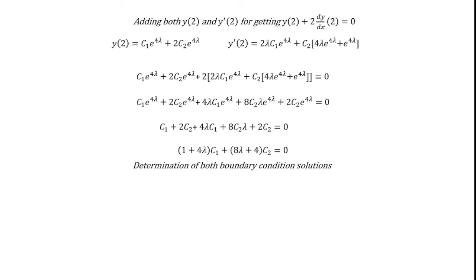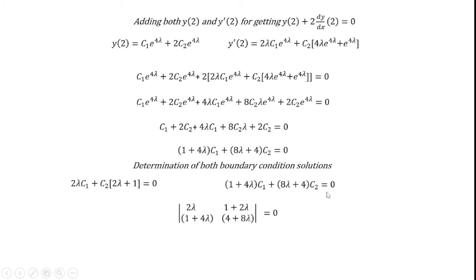How can we identify the c1 c2 values? For that reason, I may utilize the determinant of both boundary condition solutions. So how can we perform the determinant with the matrix? Yes, I can collect the equation as 2 lambda c1 plus c2 into 2 lambda plus 1 is equal to 0, which is from the first boundary condition equation. After that 1 plus 4 lambda, which arrived from the boundary condition application, 1 plus 4 lambda into c1 plus 8 lambda plus 4 into c2 is equal to 0.